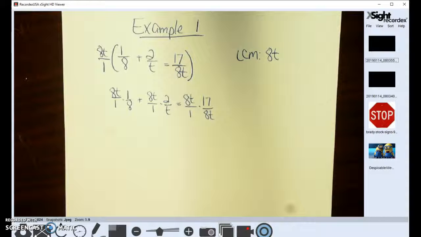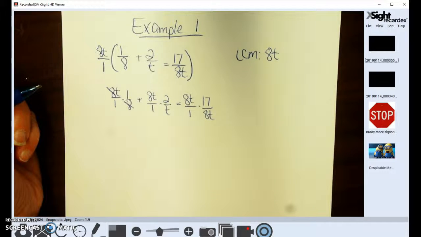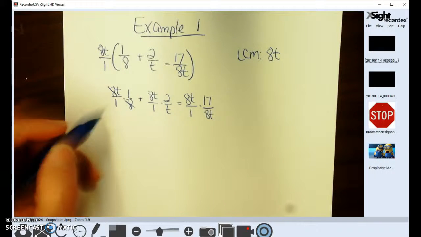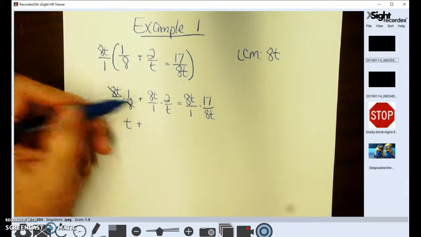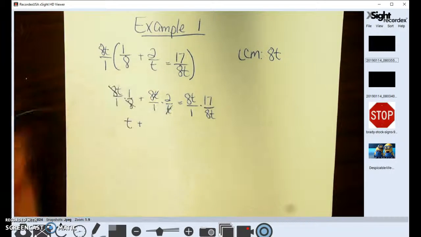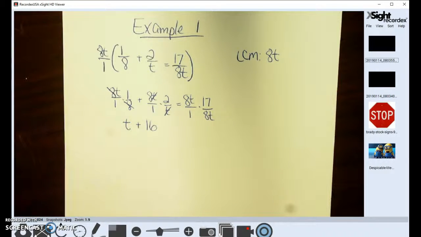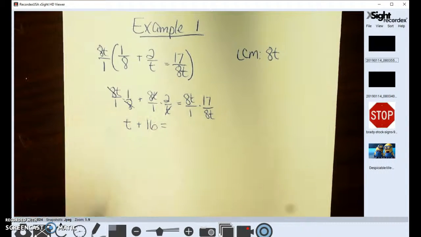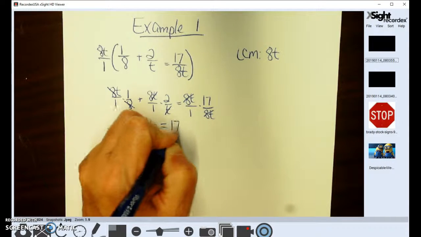Remember, just like when we were adding and subtracting, we always reduce everything we can at the very first step. That's what we're going to do here. So this 8 will cancel this 8. That leaves me t times 1, which is t. Then I move over here. This t will cancel this t, so I'm left with 8 times 2, which is 16. Then I have my equal sign. This 8t is going to cancel that 8t, and I just have 1 times 17, which is 17.